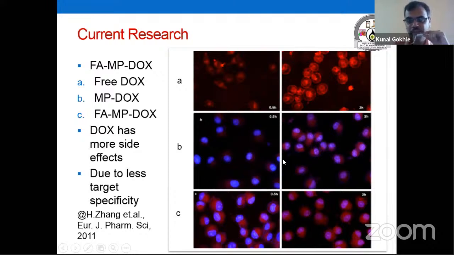So here you can see the images of the cancer cell lines. Whenever this particular system is used on a cancer cell line studied for cellular uptake, you can see in image C, after half an hour and after 2 hours of cell treatment with the conjugate, the concentration of the conjugate system is found to be increased inside the cancer cells as compared to free doxorubicin and the maleated conjugation systems. So this is how you can use a polymer for reducing the side effects associated with a drug, to increase the target specificity, or you can link two drugs with each other, like here they have linked folic acid and doxorubicin to solve the problem associated with one particular drug.